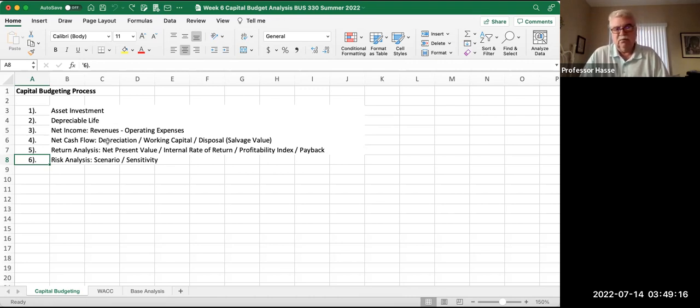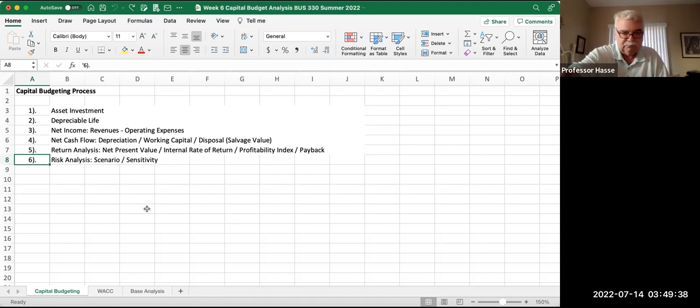The last step is to do a risk analysis. And fortunately, in our class, we don't have to worry about that. That's for MBA study. But the final piece of capital budget processing is to determine the scenario and sensitivity analysis. But you're not responsible for that here in this class. So we're going to concentrate on the first 5.